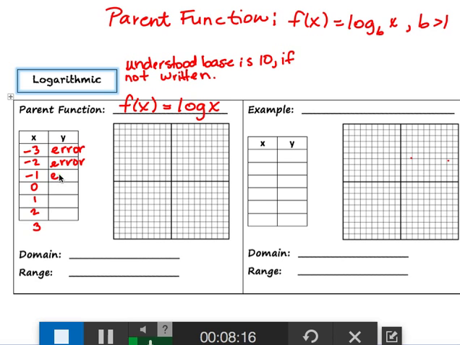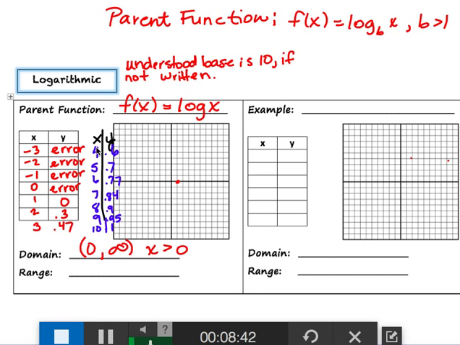And the reason you get this error message is because the domain of a log function does not start until 0, and it doesn't include 0. So it's from 0 to infinity, or simply, I didn't mean to put y, I meant to put x is greater than 0, not greater than or equal to.